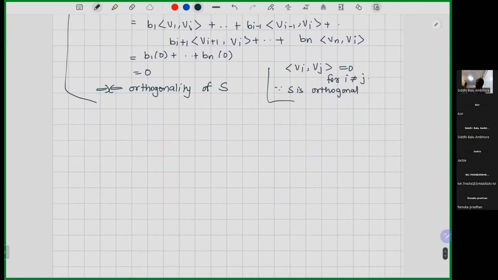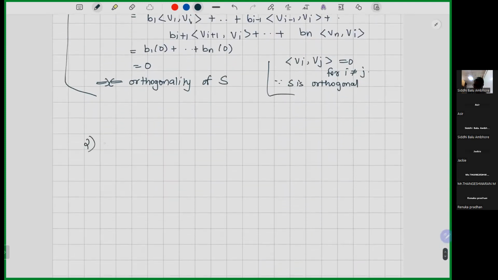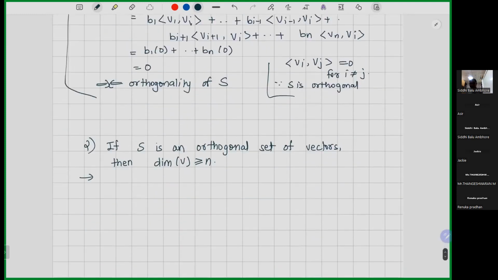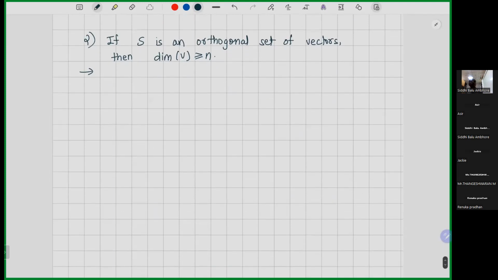Okay, I'll move to the next question. If S is an orthogonal set of n vectors, then the dimension of V is greater than or equal to n. Any guesses for this one?